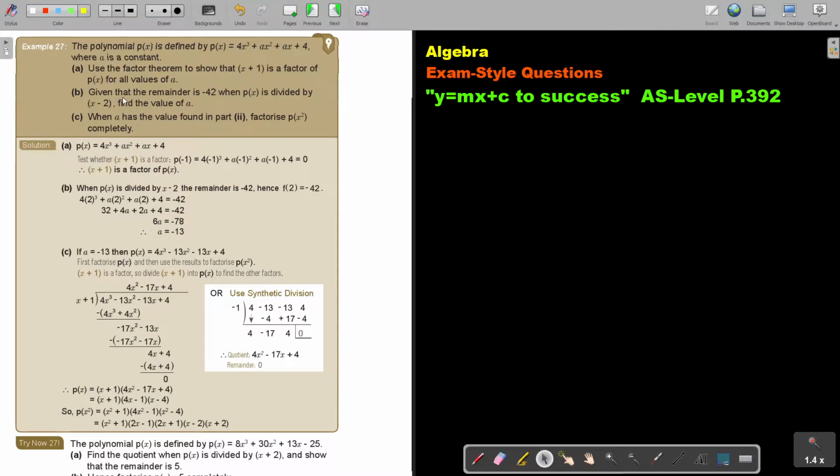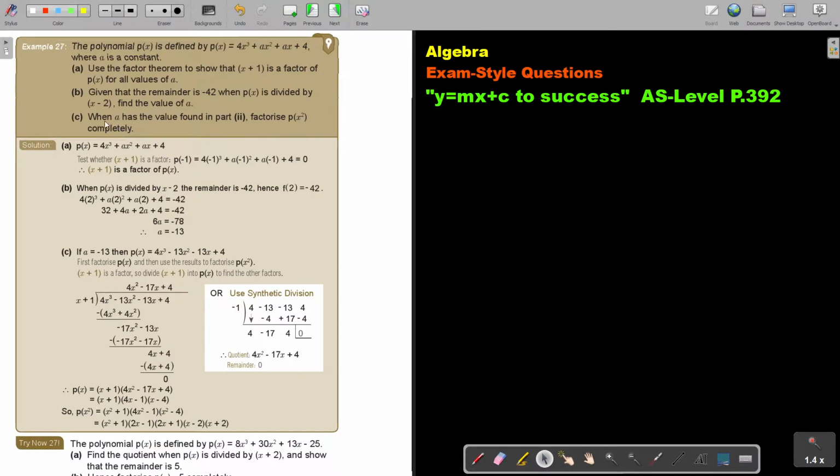Number 2. Given that the remainder is -42 when p(x) is divided by this, find the value of a. Now, as soon as I substitute, put it equal to 0, so it's 2, I will get -42. Just substitute and then get your value of a.